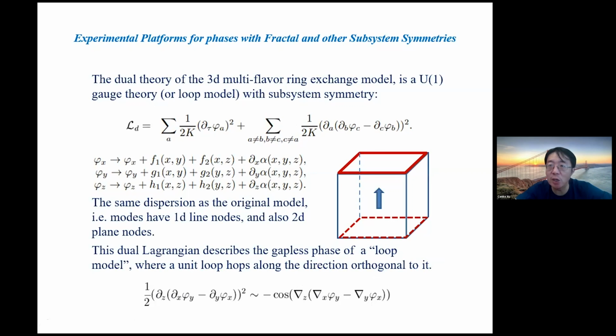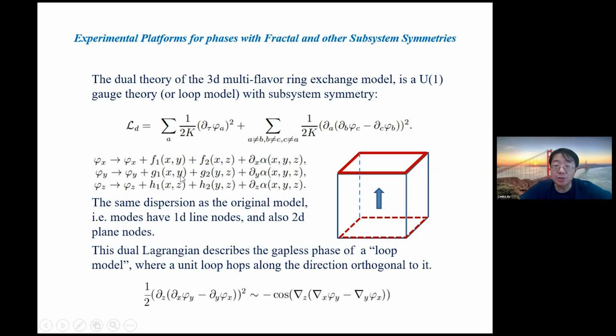If I just write down a lattice U1 gauge theory, it's again a loop model, but the U1 loop can hop anywhere. In this model, the U1 loop only hops along the direction orthogonal to the loop. Because of this, this model also has subsystem symmetry in addition to the ordinary gauge symmetry. The partial alpha is the ordinary gauge transformation, but in addition to that, this model also has some subsystem symmetry like this.